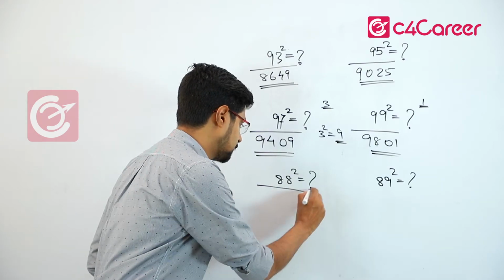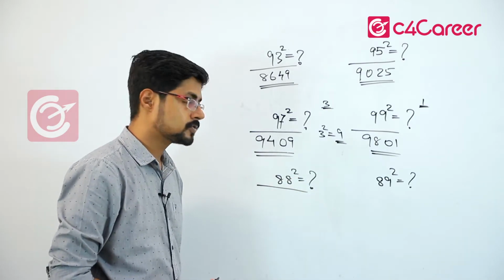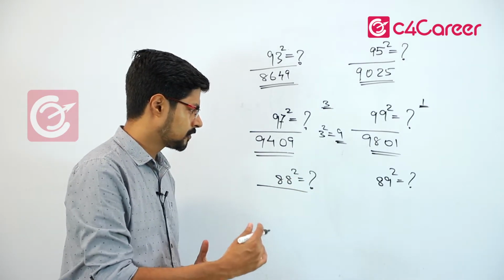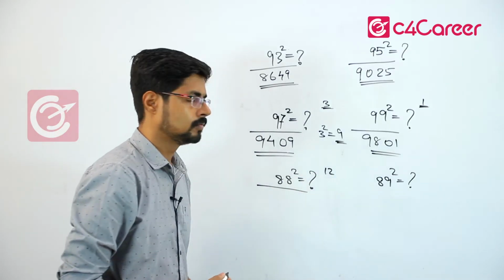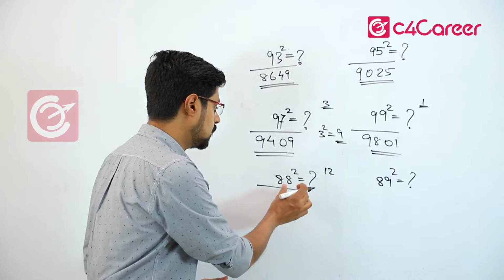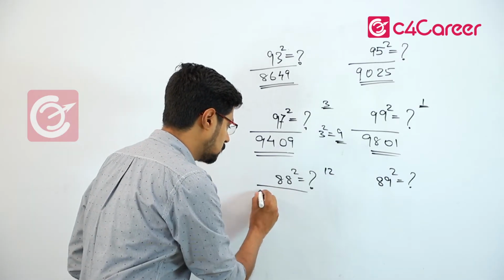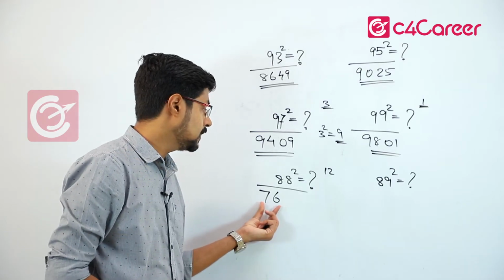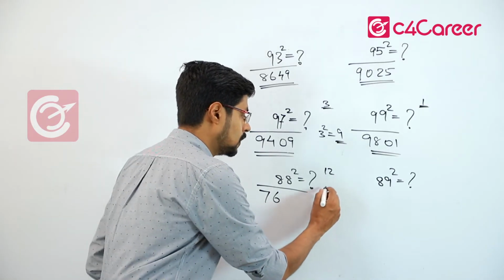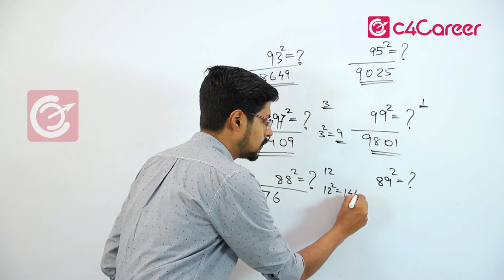Look at this one, 88 square. What is the difference from 100? 88. Difference from 100. 100 minus 88 is going to be 12. So first part is 88 minus 12. 88 minus 12 is equal to 76. What is the second part? 12 square is equal to 144.